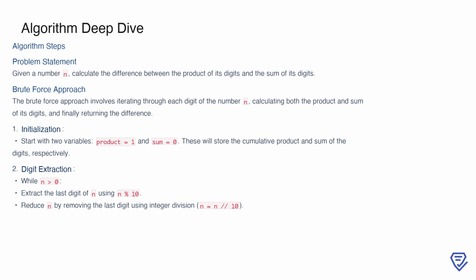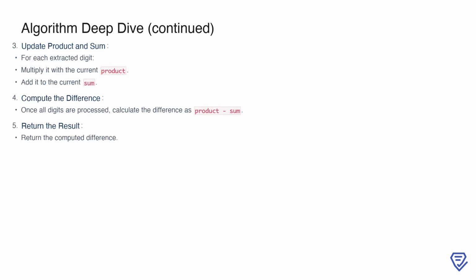This is done by repeatedly taking the remainder when dividing n by 10, which gives us the last digit. After extracting the digit, we update n by performing integer division by 10 to remove the last digit. This process continues until n becomes 0, ensuring that we process all the digits of the number. Once we have each digit, we update the product and sum variables. The extracted digit is multiplied with the current value of product to keep track of the cumulative product, and it is added to sum to accumulate the total sum.